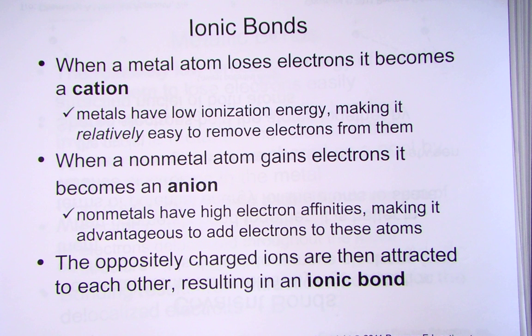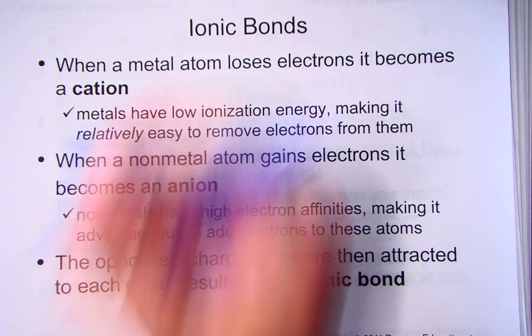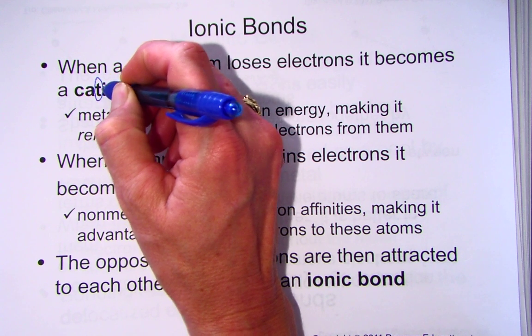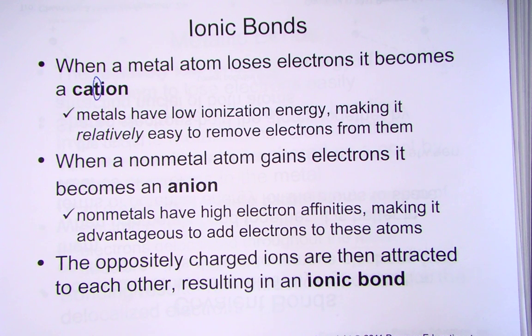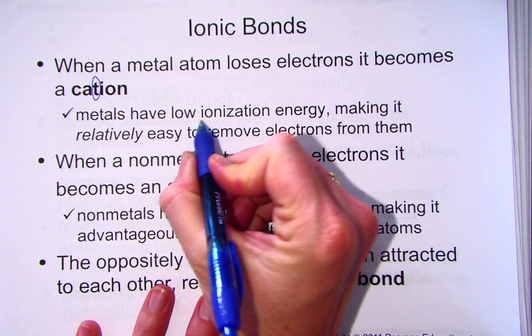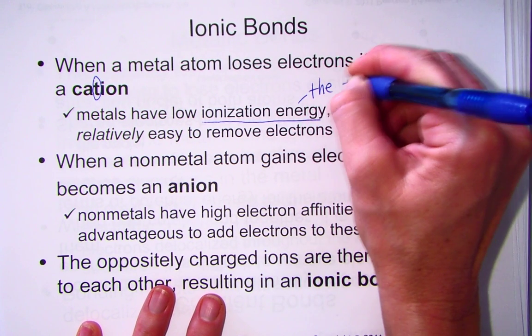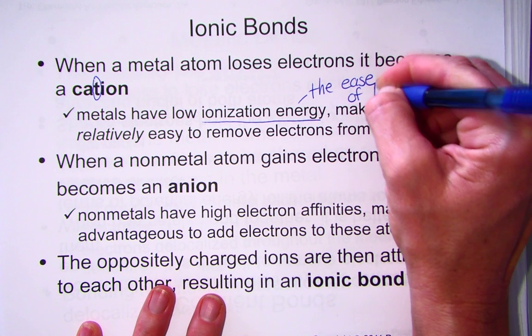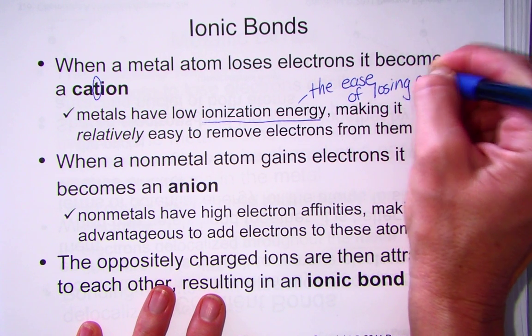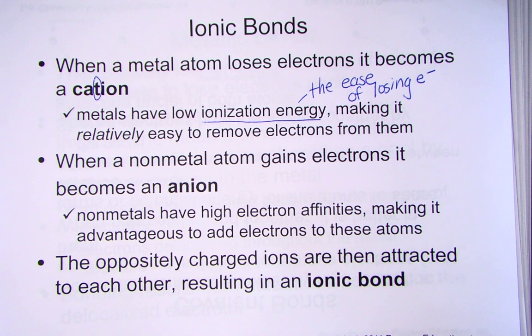Let's focus on ionic bonds in our next slide. When a metal atom loses electrons, it becomes a cation. When I think of this cation, I think of this little t as a positive sign. Metals lose electrons and become more positive. Metals have low ionization energy, a term we defined as the ease of losing electrons. How easily an atom loses an electron is called ionization, to go from an atom to an ion.